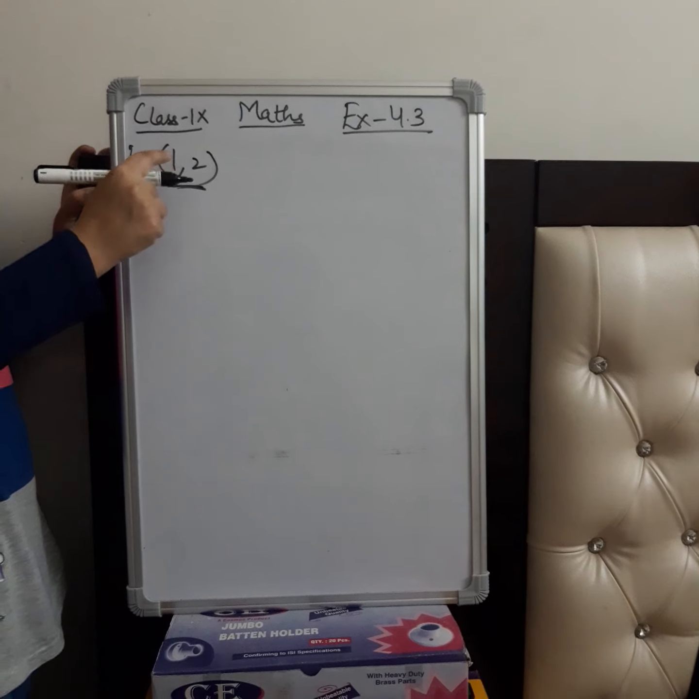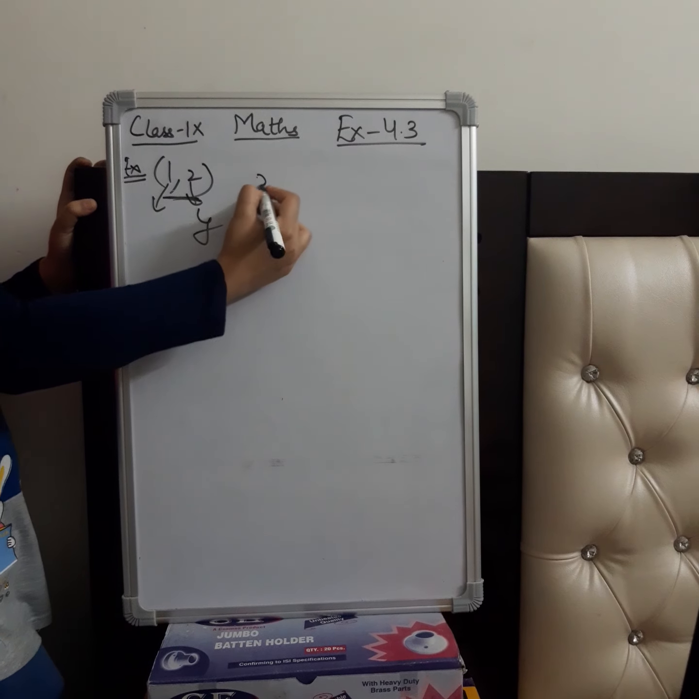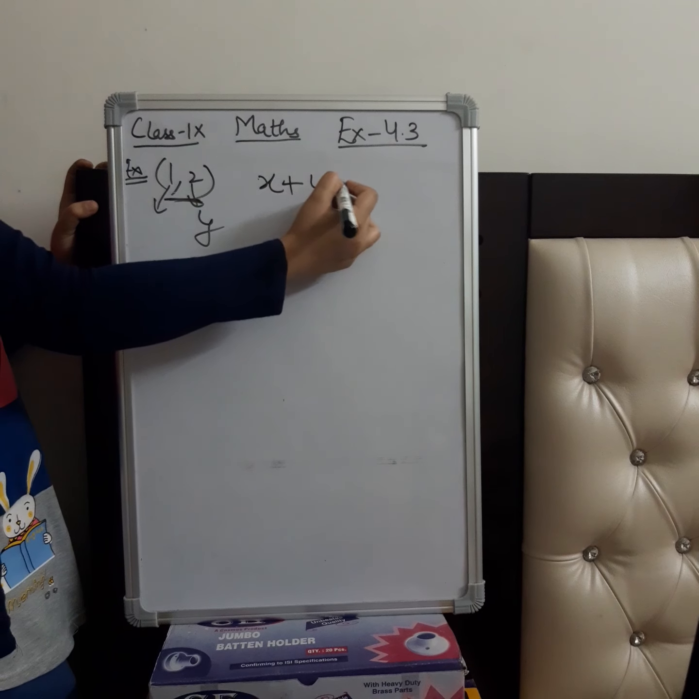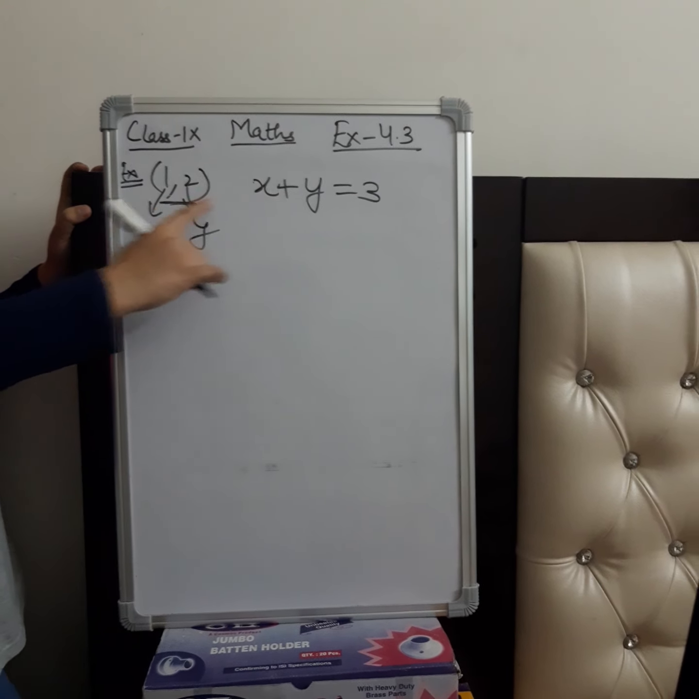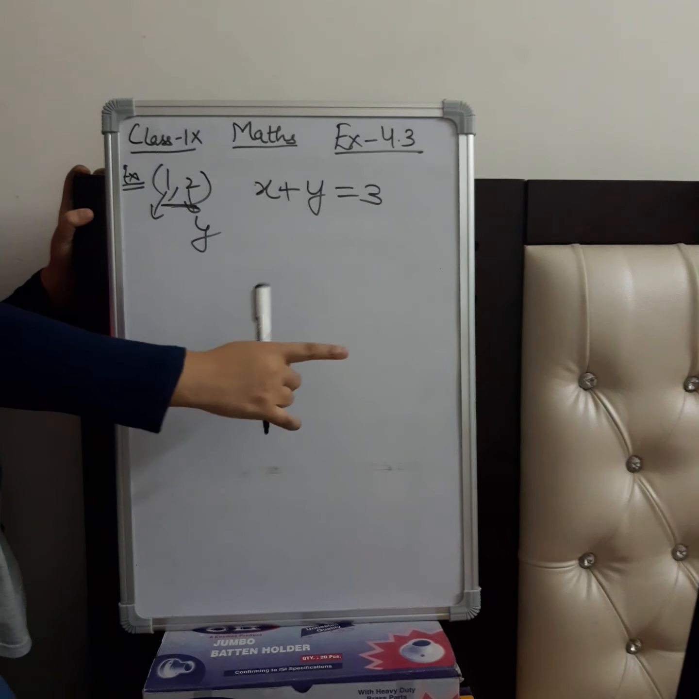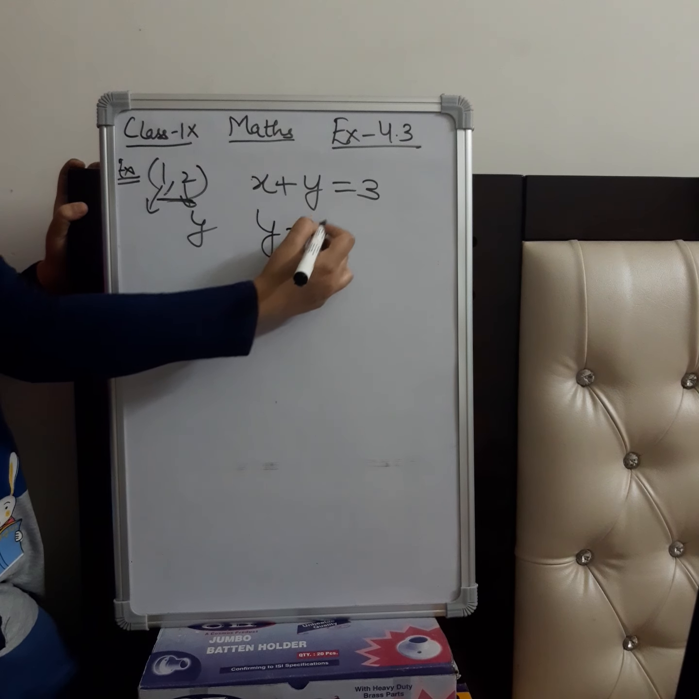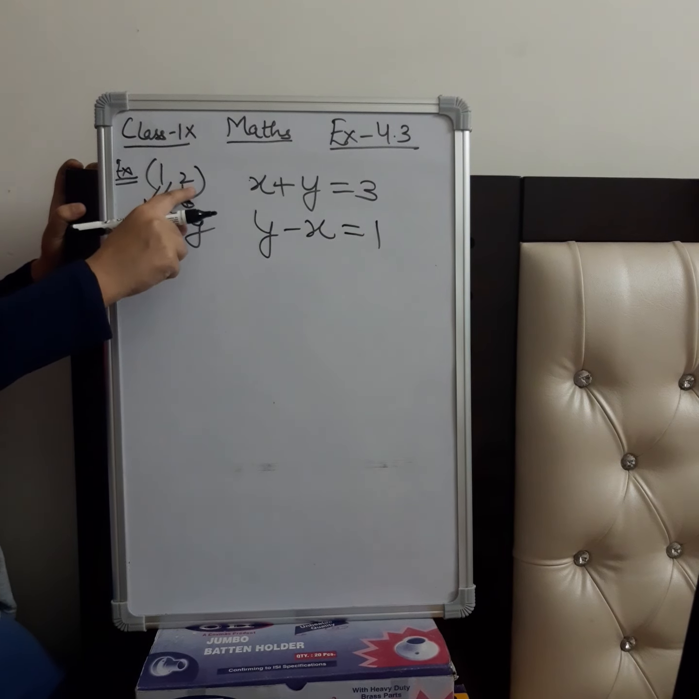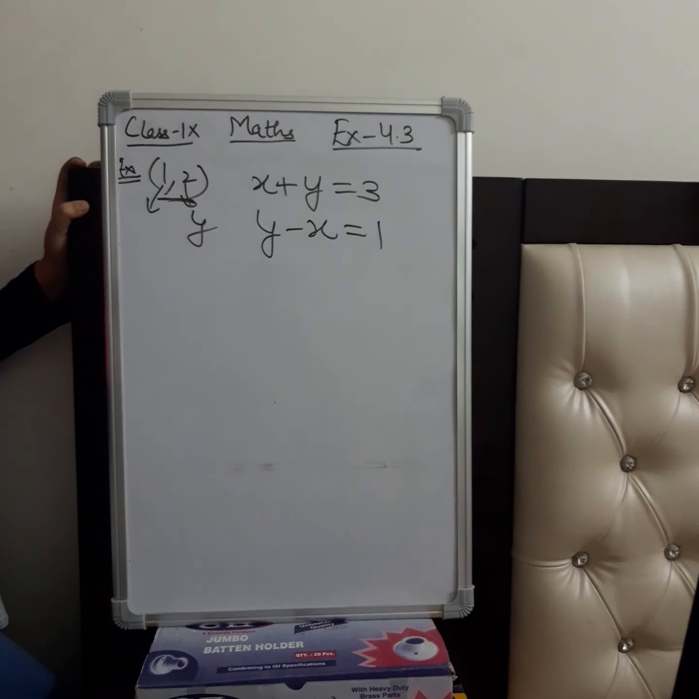Now you can see this is the value of x and this is y. So can I write one equation, x plus y is equal to 3? Because you can see here the value of x is 1, y is 2, it will be equal. Same way I can write one more, y minus x equal to 1, because y is 2, x is 1, so 2 minus 1 is 1.